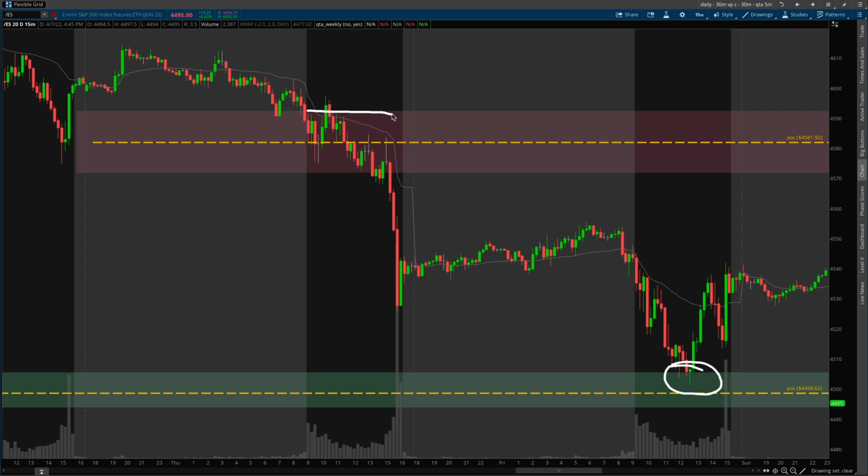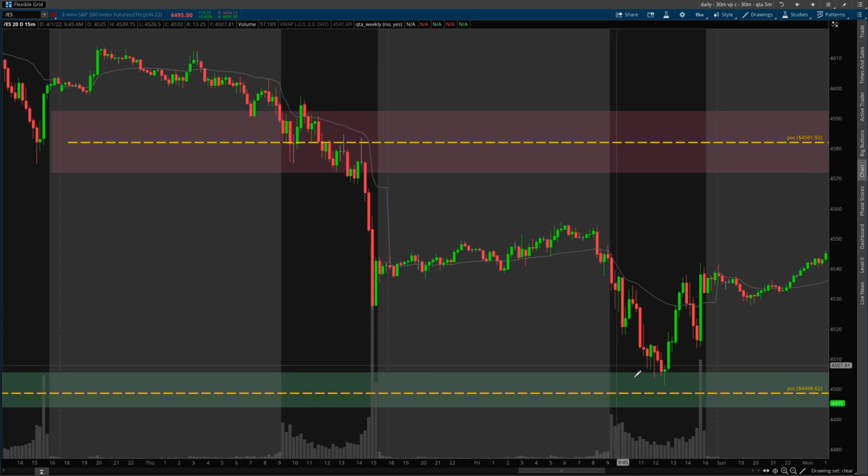This one is significant because of how large it was on the volume profile relative to the range for the rest of this day, because this is the ES high, this was the ES low for that day, and this right here is where the bulk of all that volume happened. So it's going to be pretty important.